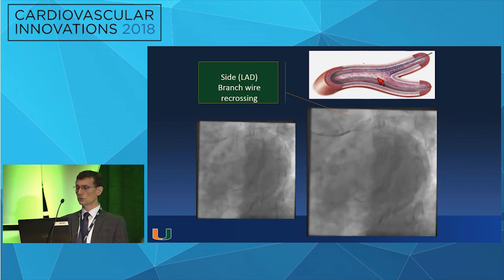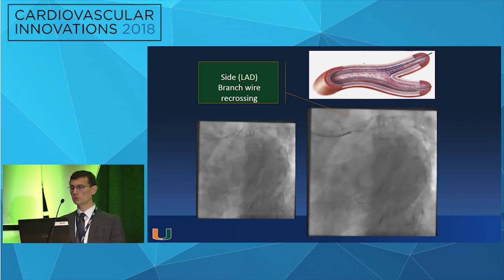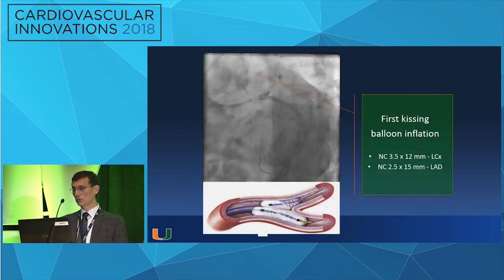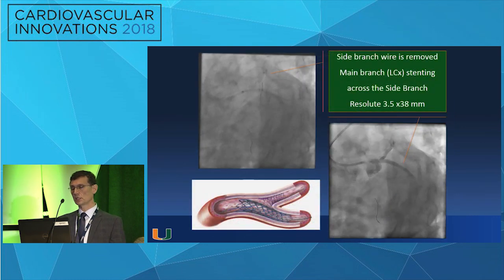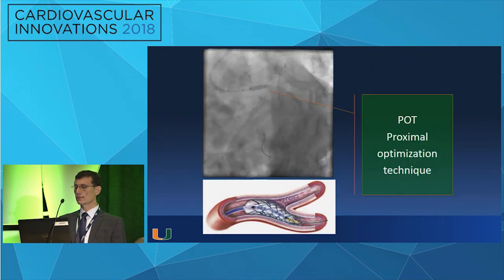Then we recrossed into the circumflex to do the first kissing balloon. Here we're doing the first kissing balloon inflation with 2 non-compliant balloons. Then the side branch wire is removed. Then we do the second stenting. Then we do proximal optimization technique just to facilitate wire crossing into the previously placed stent.